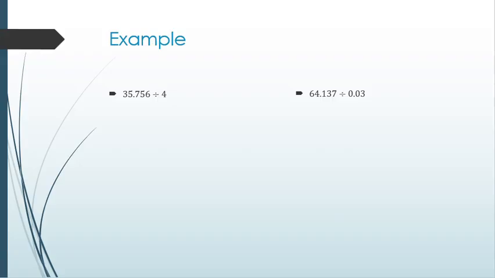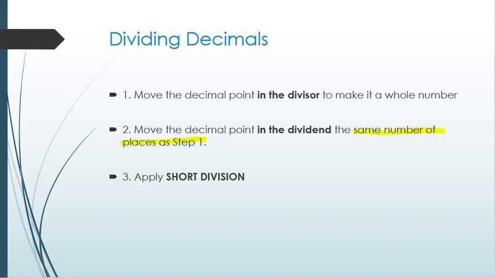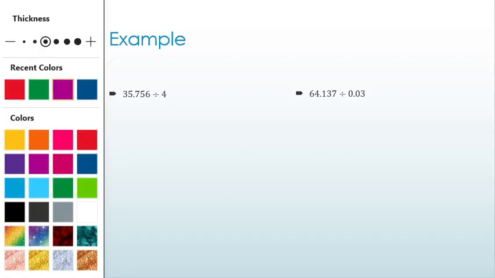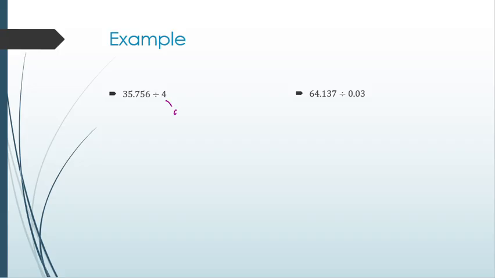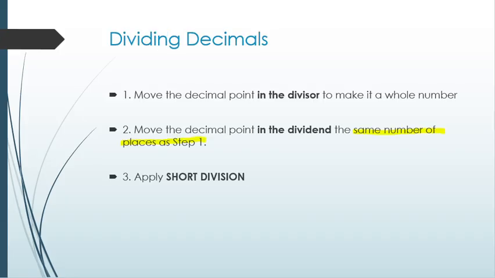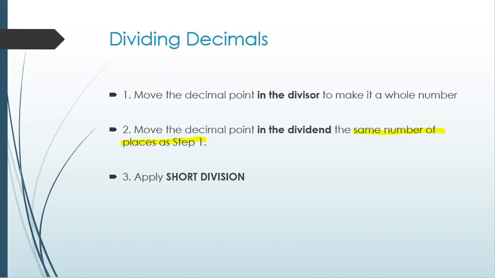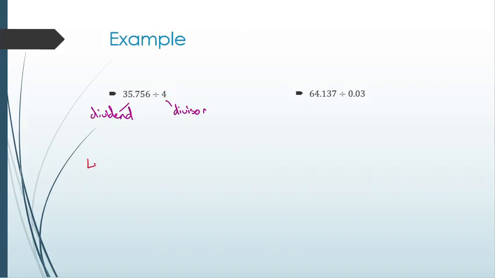So I have 35.756 divided by 4. So let's just go through step 1. Move the decimal point in the divisor to make it a whole number. In this case here, I'll just jot it down real quick. So this is divisor. This here is dividend. So my divisor, I don't need to move any decimal points. So I'm comfortable with this as it is. So we can technically skip step 1 and step 2 in this case. We now need to do the final step, which is applying short division. So let's just get started here.